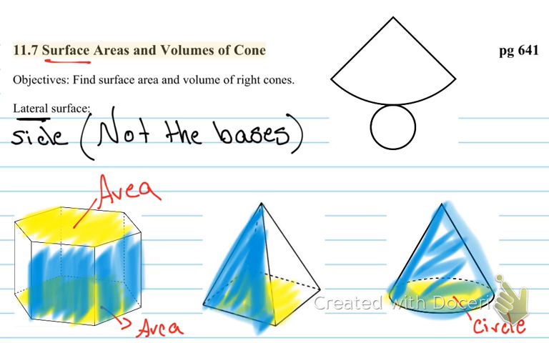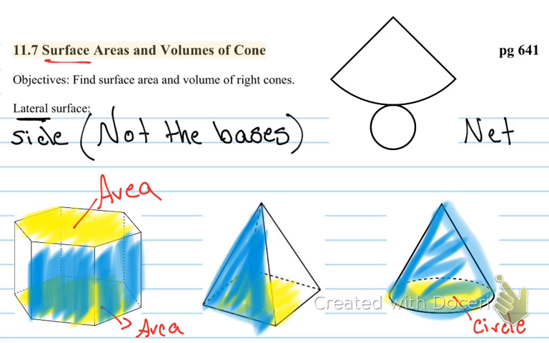What we call that is a net. When we unfold our shape, we call that a net. So a net for these shapes down here, for this one, would be a square with triangles all connected to make the sides. Here we'd have a hexagon with rectangles. Okay, so here's the net.